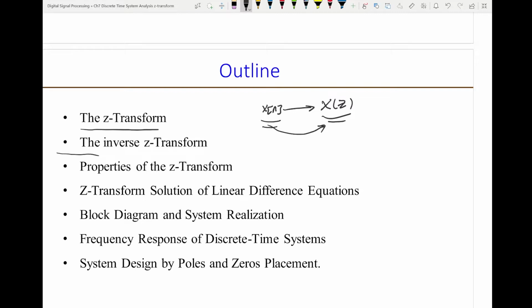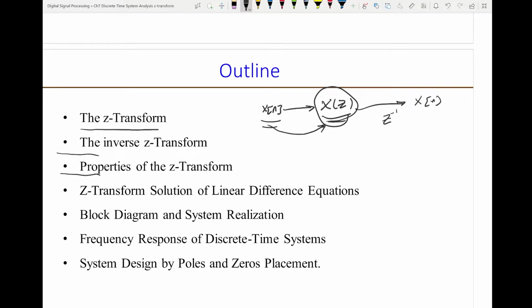Then the next topic will be the inverse Z transform. Now let's say we processed x of z to extract certain information. Now we want to convert it back to a signal in the time domain. So that will be x of n. Now we will do the inverse Z transform.